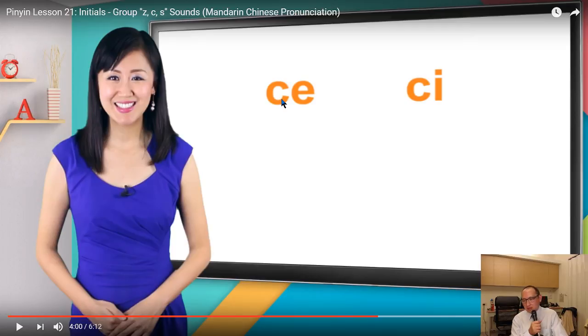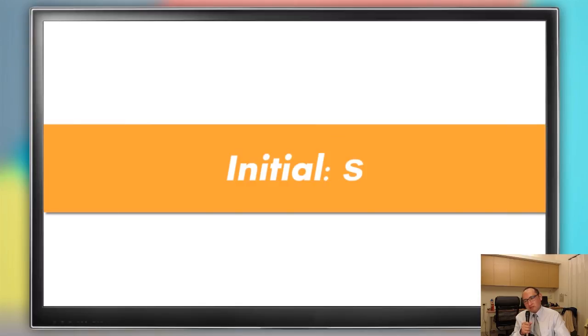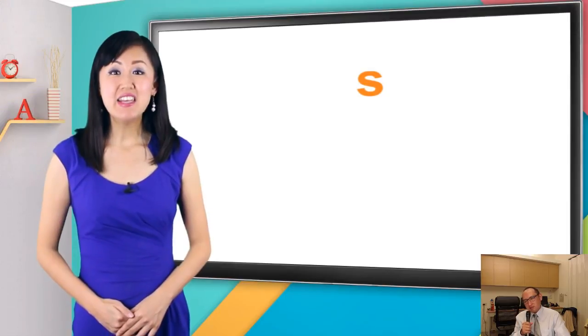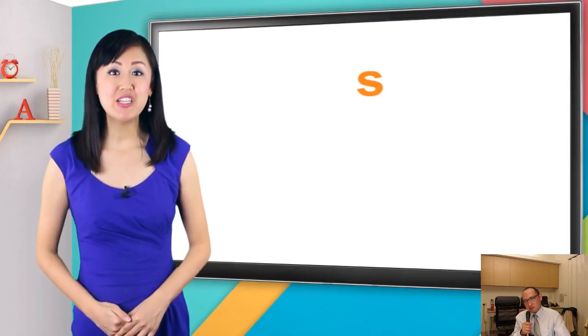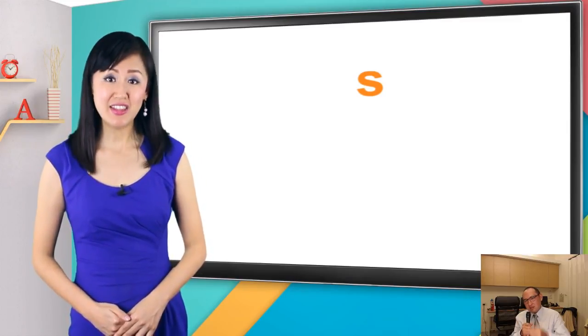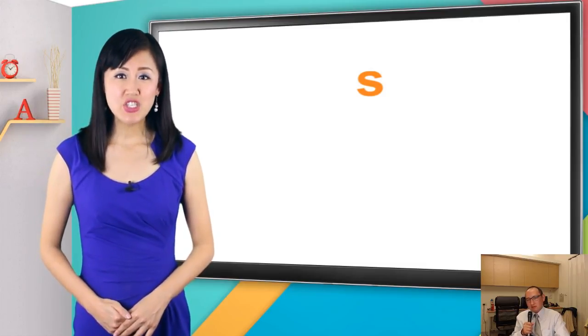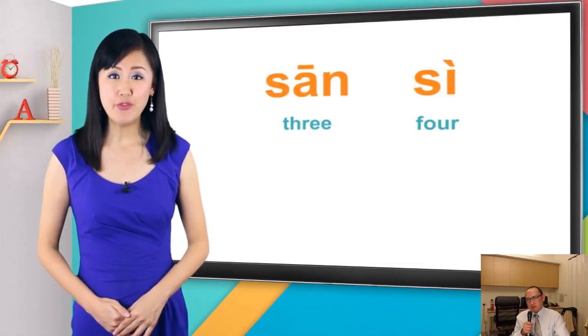Okay, let's continue. Got it? I hope so. Next one. Alright, now for our last one here, which is spelled S. It's pronounced S, just like the S in English. We find this initial in the numbers for 3 and 4.